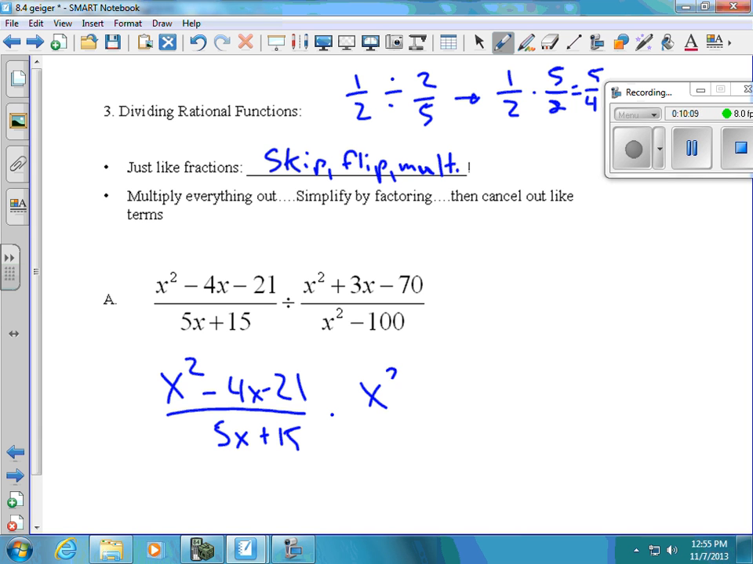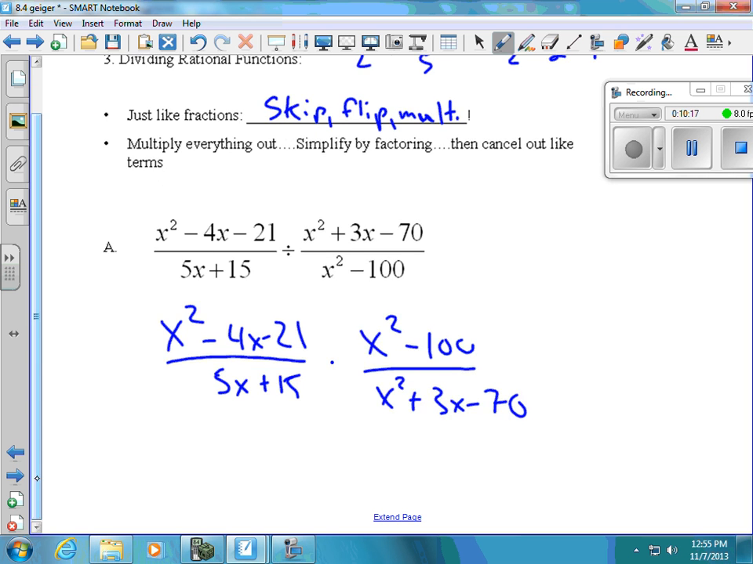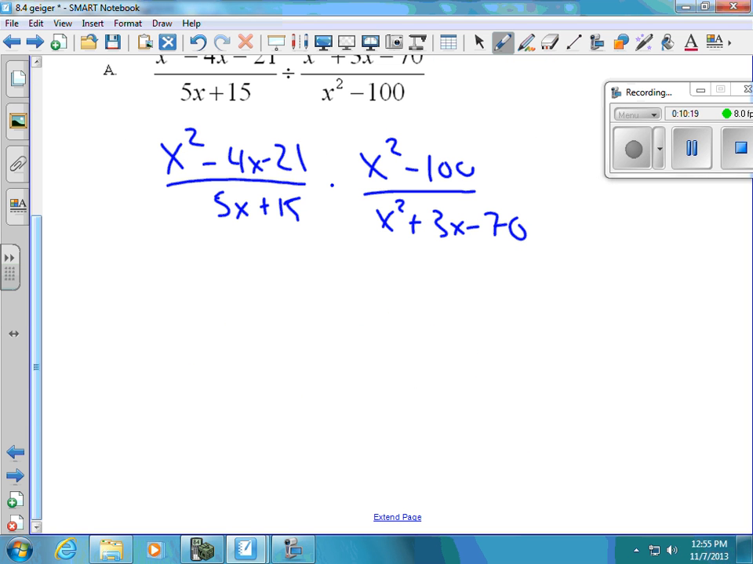Times x squared minus 100 is now on top. X squared plus 3x minus 70 is on the bottom. So now here's the hard part. We still have to factor. So we're going to factor each of these numerators and denominators. So it becomes 4 factoring problems in 1.